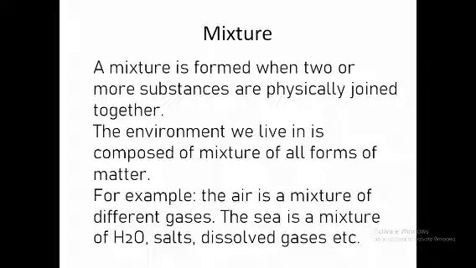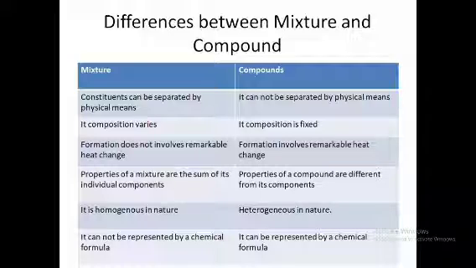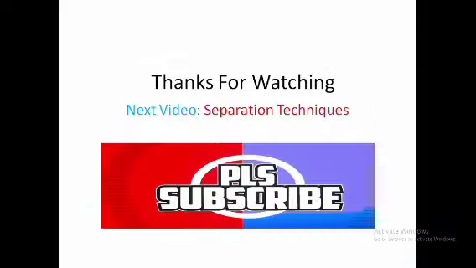Now, what are the differences between a mixture and a compound? For a mixture, the constituents can be separated through physical means, whereas a compound cannot be separated by physical means. The composition of a mixture varies, while the composition of a compound is fixed. Formation does not involve a remarkable heat change for a mixture, whereas formation involves a remarkable heat change for a compound. Properties of a mixture are the sum of its individual components, whereas the properties of a compound are different from its components. A mixture is homogeneous in nature, a compound is heterogeneous in nature. A mixture cannot be represented by a chemical formula. Remember, we said they are physically joined, whereas a compound can be represented by a chemical formula.